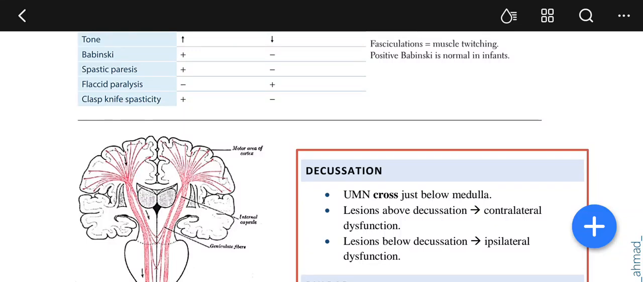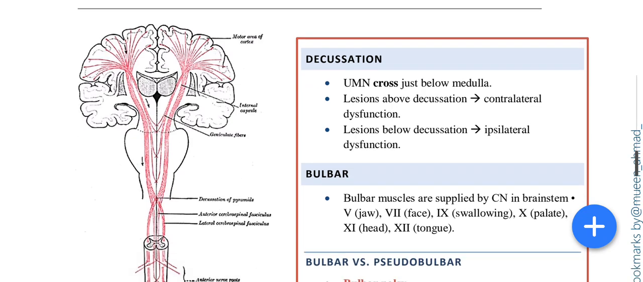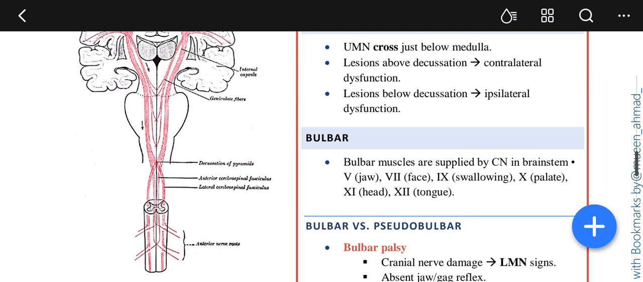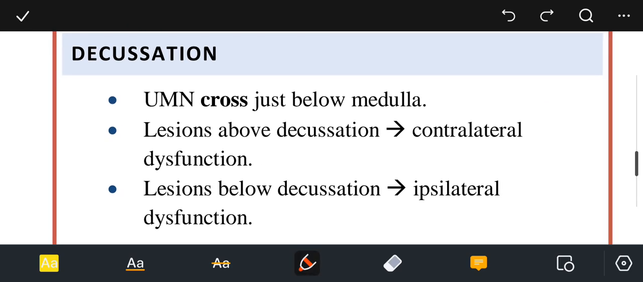Bismillahirrahmanirrahim. Today we are going to start with the concept of decussation and bulbar and pseudobulbar palsy. So let's start with the concept of decussation. What is meant by that? Decussation: upper motor neurons cross below the medulla. Lesions above the decussation will lead to contralateral dysfunction, and lesions below the decussation will lead to ipsilateral dysfunction.